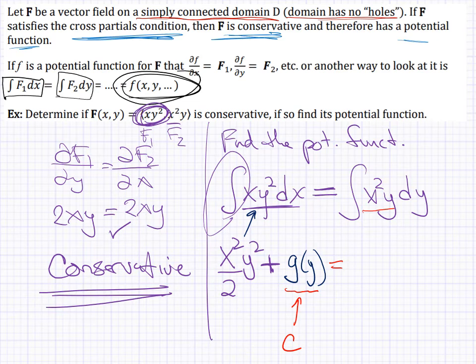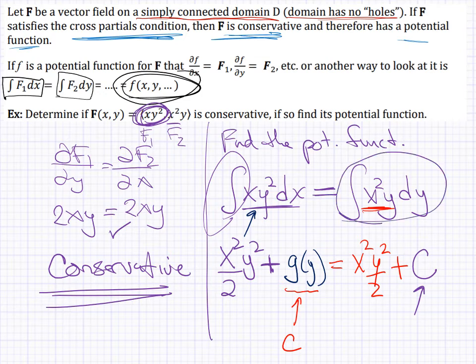Now, I do the next one with respect to y. Well, that's going to be x squared y squared over 2, plus the c there. But this is a different c. This c is a constant of integration for this integral, but I treated x like a constant, so this c could be some function of x. Okay, so now that's the c for this integral. That's the c for this integral.